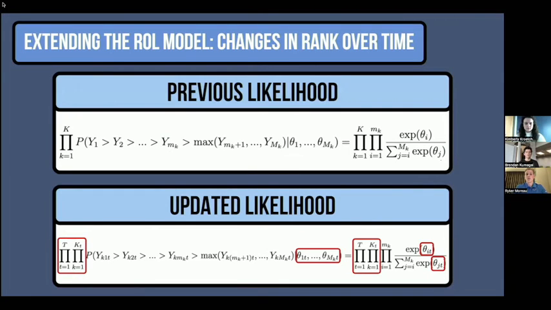Using the likelihood from the unranked players extension, we added an additional level to involve the differing time periods. We do this by adding a subscript t to the ability and performance variables throughout the likelihood. With this, we also have to add another product, which takes the previous likelihood and takes the product over time periods t equals 1 to t, big T. We now have the full likelihood that we will use in our model.